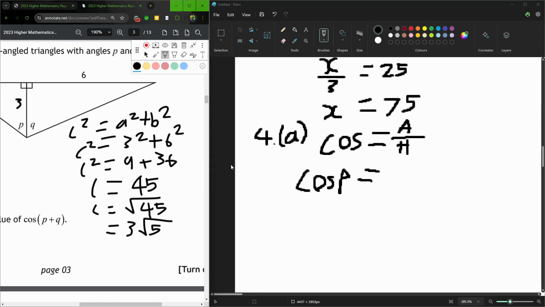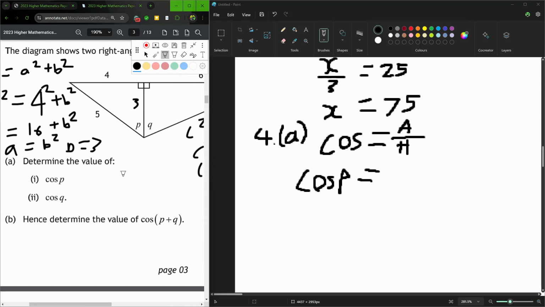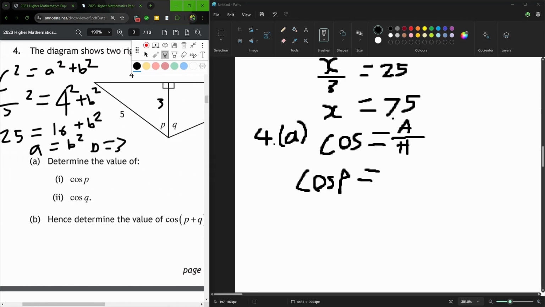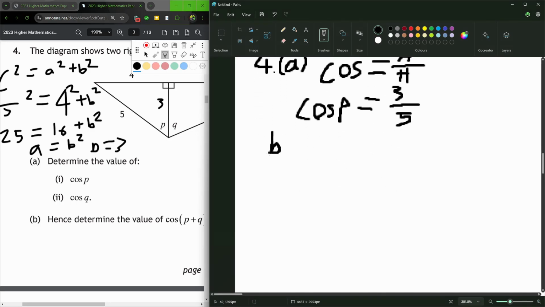Okay, let's go and actually do something else. So cos P, you look over here, we've got adjacent, figured out is 3, and then hypotenuse is 5. Fantastic. And then we'll move on to cos Q.